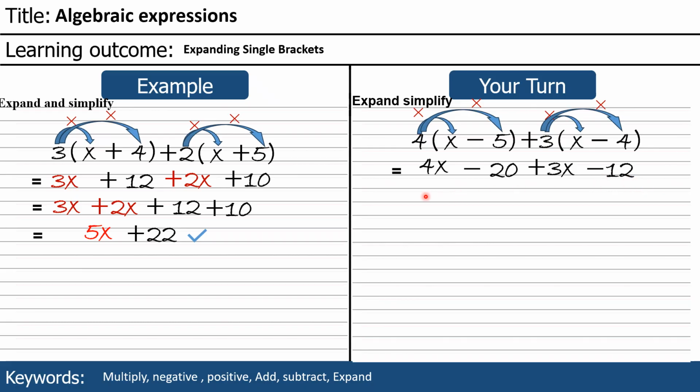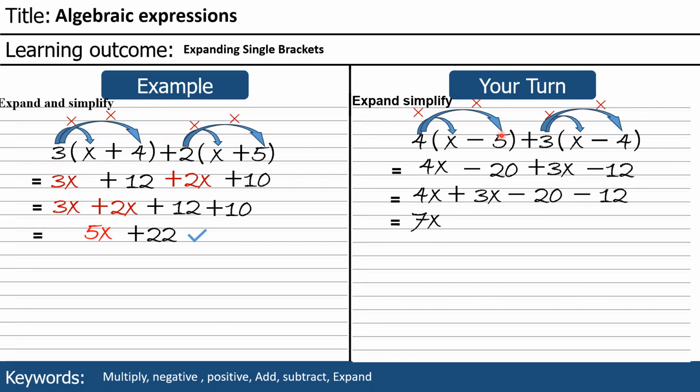Again, remember to collect your like terms or group your like terms. So here we have 4x and we have a positive 3x here as well. So let's group those terms. So that is 4x add 3x. And then we have minus 20 and minus 12. Therefore, 4x add 3x is 7x.